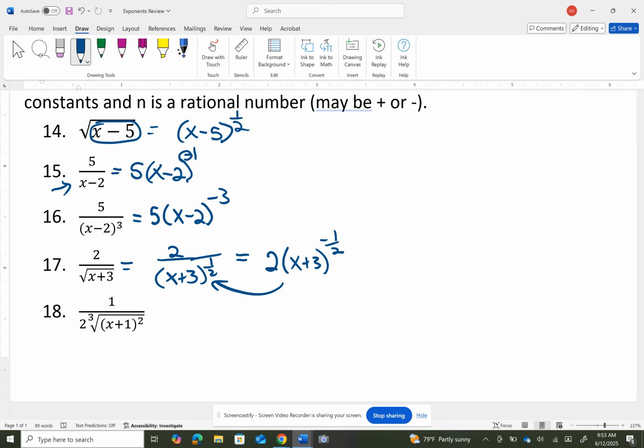All right. Now on number 18, the 2 right here is not being raised to the 3rd power. That 3 is trying to indicate that it's a cube root. Okay? So on this one, I've got a lot of stuff going on. All right, so let's go ahead and think through what this would look like. So I have a 1 over, there's still a 2 right here, okay? And then that cube root could be rewritten as a quantity, and that x plus 1 squared is all under that radical. So that's the base.